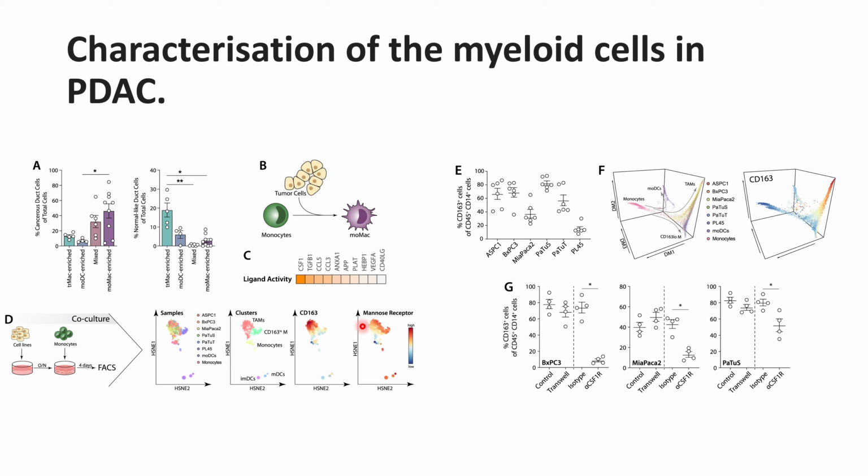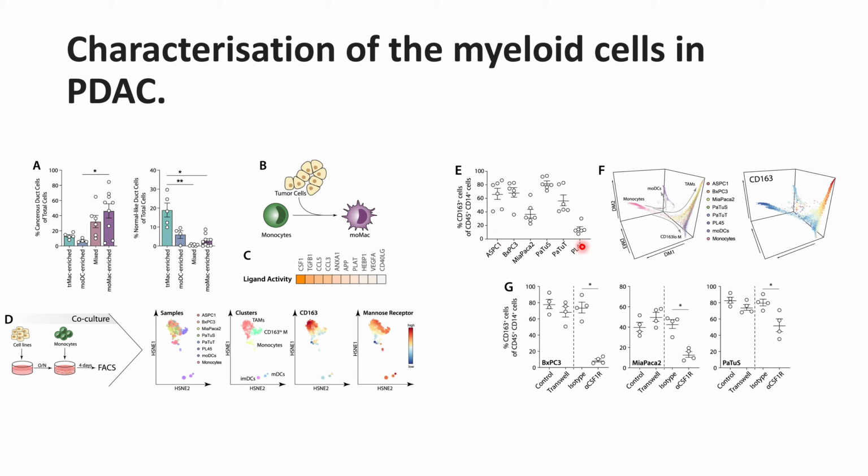Similarly, they also characterize these cells with the mannose receptor, high mannose receptors and low mannose receptors. And the further analysis they did of the results from this co-culture assay is about what percentage of CD163 cells are present in this population. They found that in the case of PL45, the percentage of CD163 cells is very low.